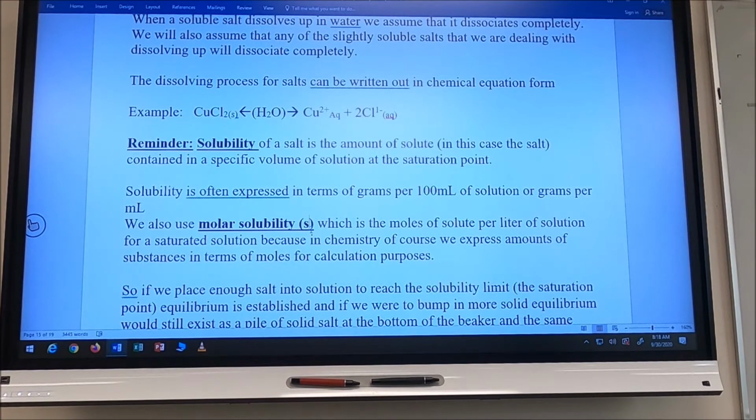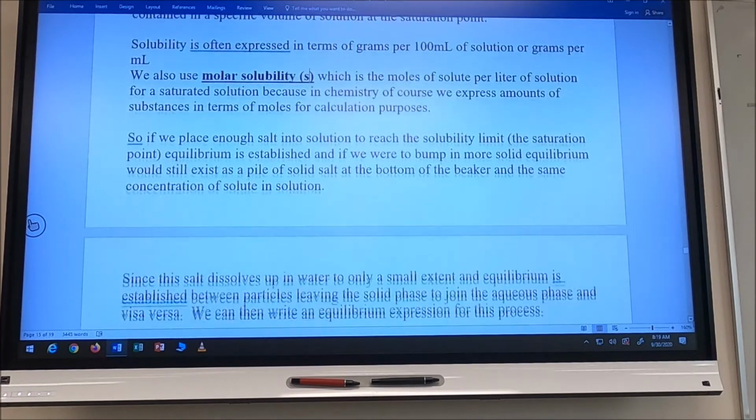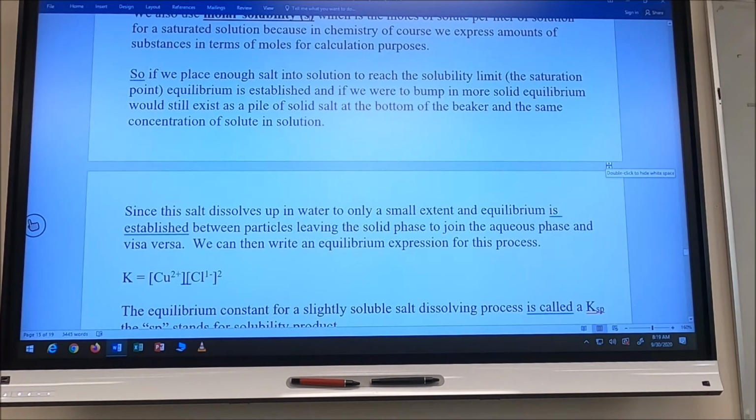So if we place enough salt into solution to reach the solubility limit, the saturation point, you can think about it as being at the equilibrium point for this dissolving process. If you were to put any more solid into the solution, it wouldn't dissolve. We would see particles moving from the solid phase to the aqueous phase and back to the solid phase. At the saturation point, anytime the ions try to come out of solution, they immediately go back in.